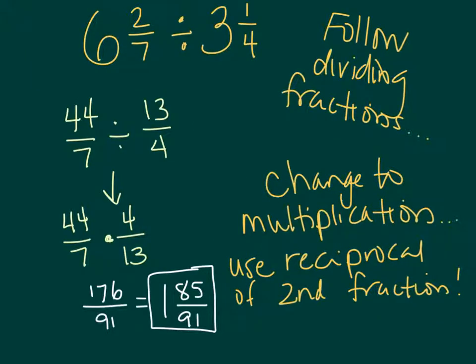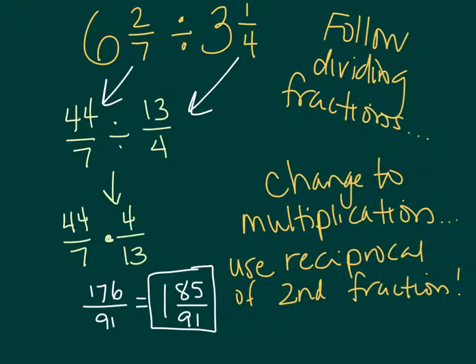So if you have to divide two mixed numbers, you're basically going to follow the rules for dividing fractions. Remember, you want to change to an improper fraction first, and then change that division problem to a multiplication problem using the reciprocal of the second fraction. So in this problem, 6 and 2/7 divided by 3 and 1/4. You'll notice that I went ahead and changed both of these mixed numbers to improper fractions. 44 sevenths divided by 13/4. And then I ended up rewriting the problem.